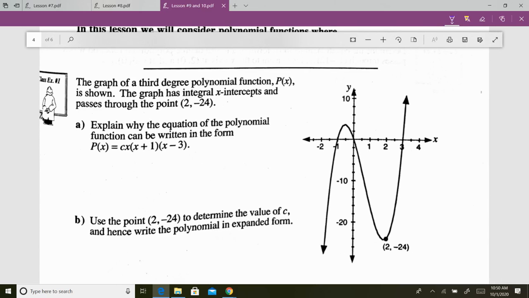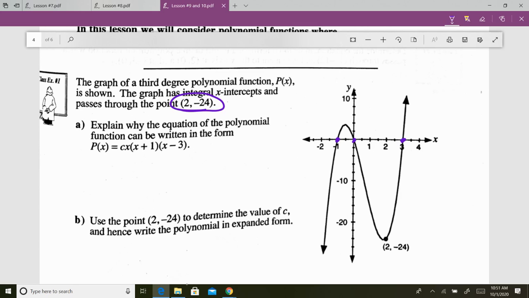So here's our graph here. We've got x-intercepts at -1, 0, and 3. And it passes through the point. So this is the key. When they tell you a point it passes through, they're saying find the leading coefficient, like the actual number. All right. So the first step is to write it in factored form.